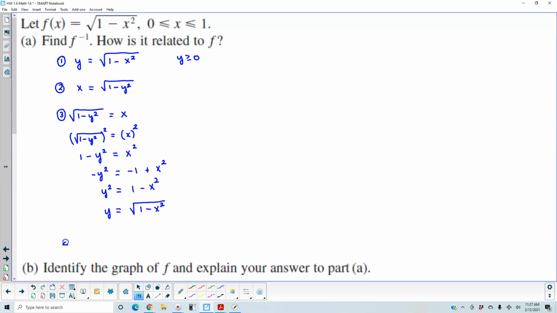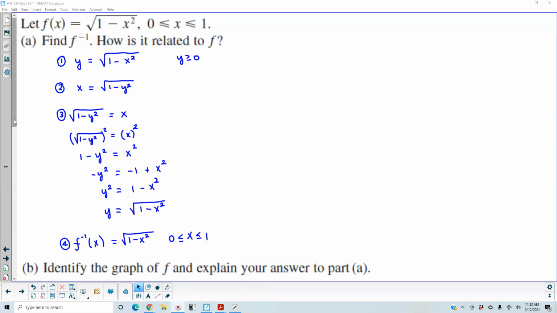And then taking the square root of both sides, we get the square root of 1 minus x squared. So if we write this, this becomes f inverse of x, which is equal to the square root of 1 minus x squared, where x is in between 0 and 1. And so therefore, what ends up happening is we end up getting the same function that we started out with.